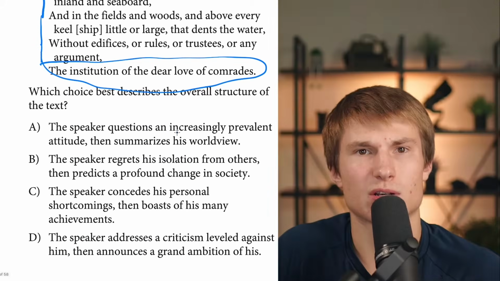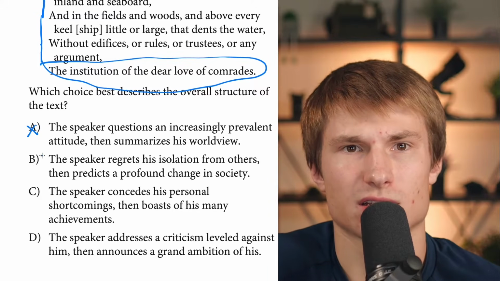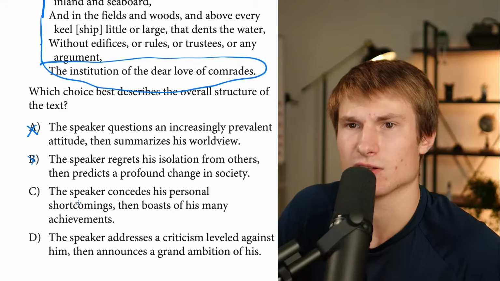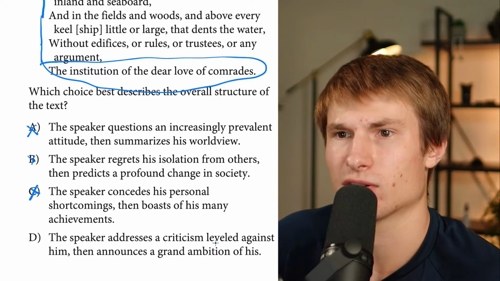We have option A, speaker questions an increasingly prevalent attitude. No. B, the speaker regrets his isolation from others. We never state that he regrets isolation. C, speaker concedes his personal shortcomings. No. D, speaker addresses a criticism leveled against him.